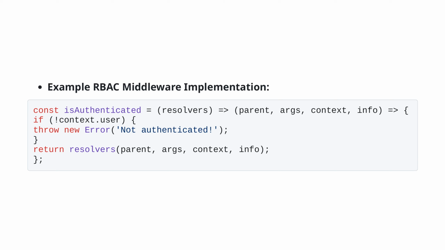Let's break this down. 1. Function declaration. JavaScript: const isAuthenticated = (resolver) => (parent, args, context, info). 2. Authentication check. JavaScript: if (!context.user) throw new Error('Not authenticated'). 3. Resolver execution. JavaScript: return resolver(parent, args, context, info). By implementing this middleware, we ensure that only authenticated users can access certain resources or actions in the GraphQL API. This is a fundamental step in securing your application and enforcing strict access control policies.